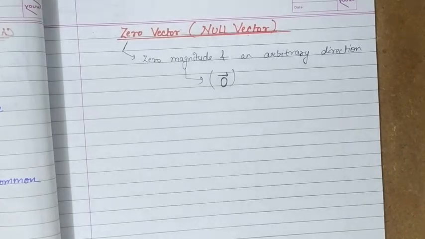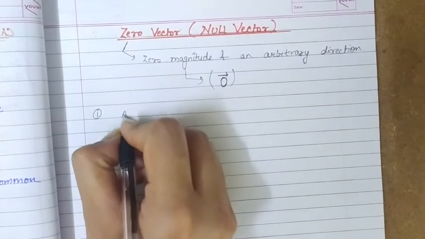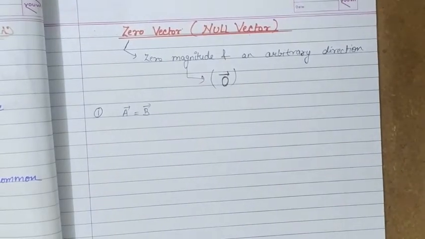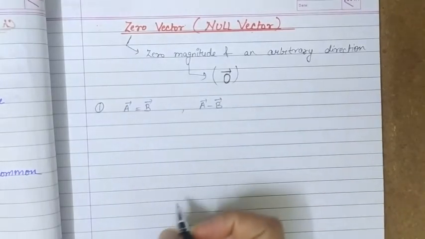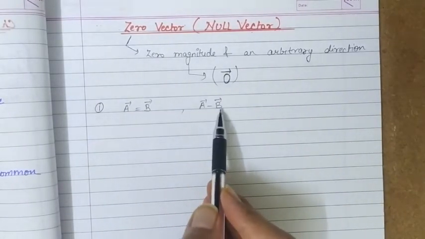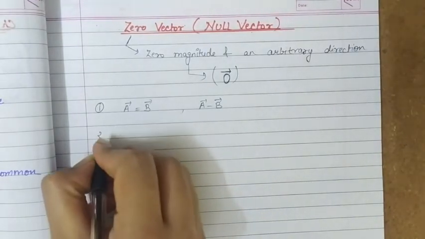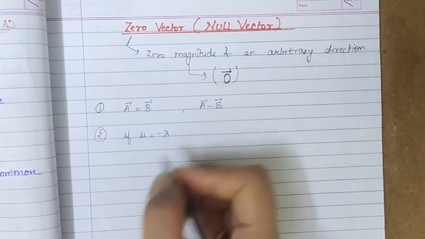Now the question is, why are we talking about zero vector? What is the need of this vector? In vector algebra, we come across two situations. First is, if we have two equal vectors, a vector and b vector, then how will we write their difference, a vector minus b vector? Their difference is 0, but not scalar 0, it will be a vector 0.